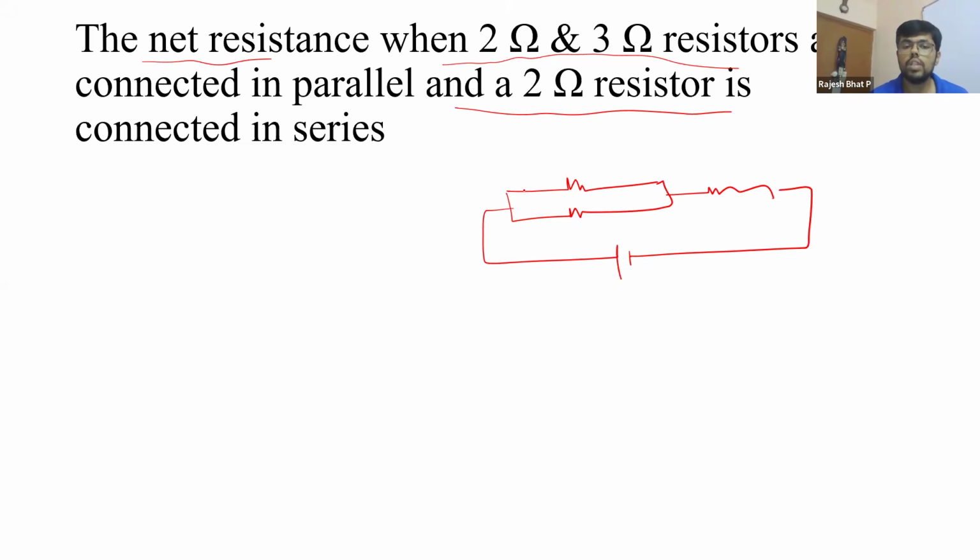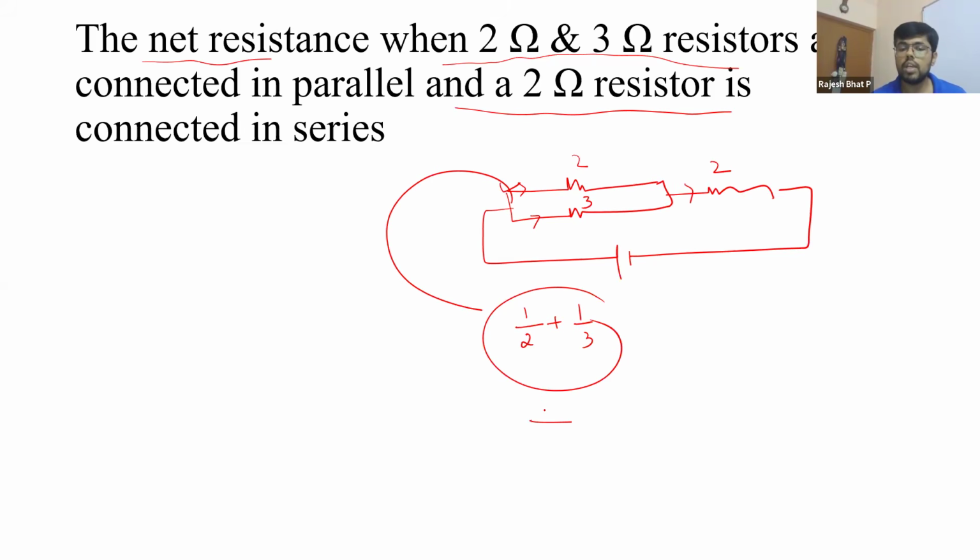Okay, so now see, the current is getting divided. So what happens? Let me reduce this. This is 2, this is 3, this is 2. So what happens? 1 by 2 plus 1 by 3. First I'll do this one. Same thing: 3 plus 2, this is how much? 6. So therefore 5 by 6. Is this the answer? No. The answer is 6 by 5.